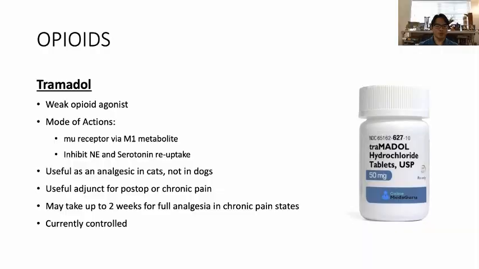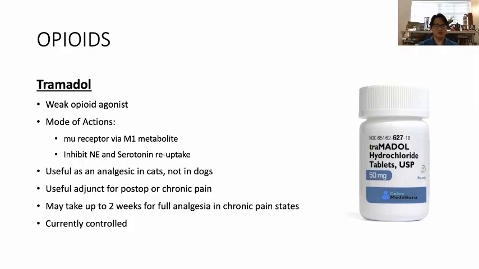Tramadol is a weak opioid agonist with the mode of action of mu receptor agonism through the M1 metabolite. So when tramadol is ingested, the liver would convert it into M1 metabolite. That's the M1 metabolite that acts on the mu receptors. Tramadol also inhibits norepinephrine and serotonin reuptake, and because of that, it can cause significant sedation due to the increased level of serotonin within the body.